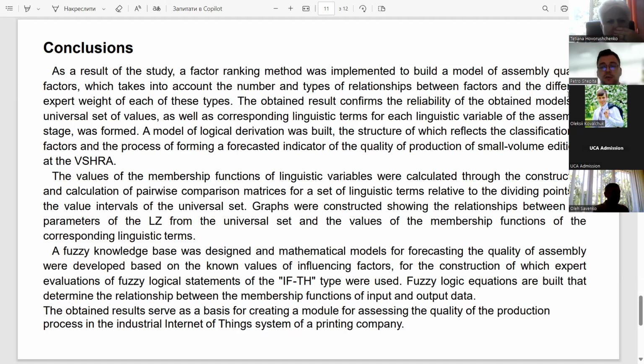In the research, we modeled and constructed the mathematical models for modeling the system of cutting and folding system of a printing enterprise in the system of industrial Internet of Things. Thank you.